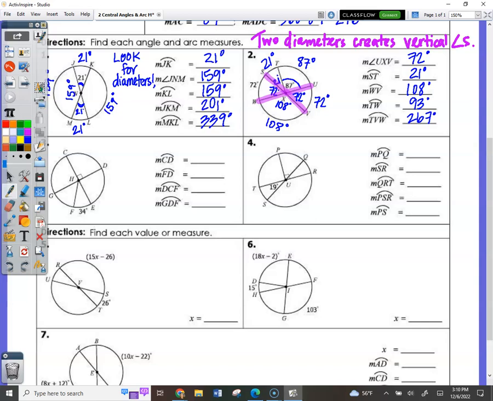What's in this one that wasn't in the other one? And that's okay. That means you know that it measures 90, which means its arc measures what? 90.